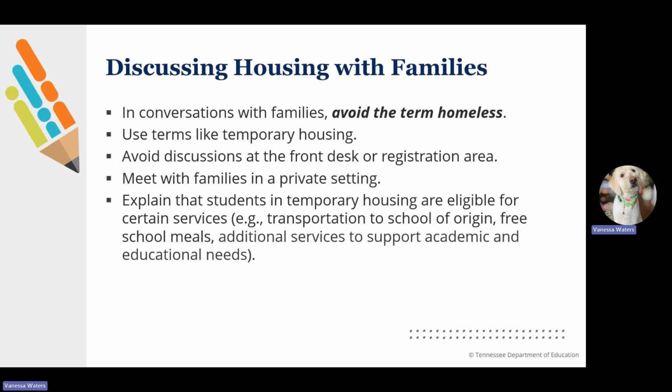You want to explain to the family or the unaccompanied homeless youth that this is a temporary housing situation and they're eligible for services under McKinney-Vento, such as transportation to school if needed, free school meals, and additional services such as academic supports, educational needs, and extracurricular activities, things that may assist the student in being educationally and academically successful.